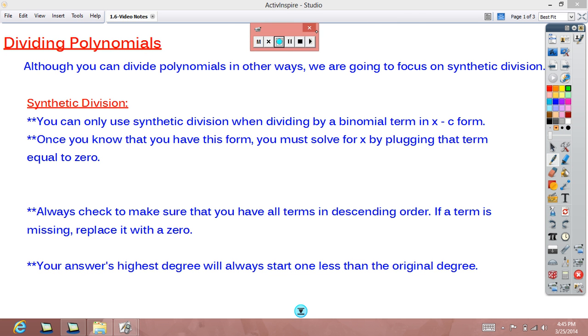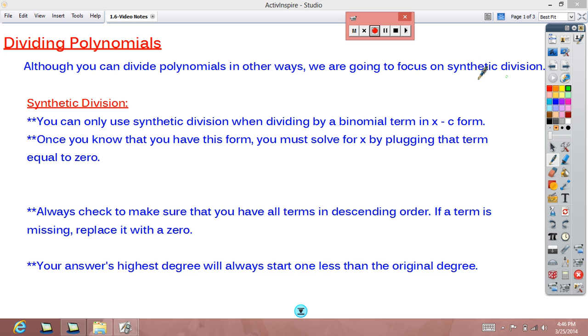Hey guys, today we're going to talk about dividing polynomials. And I say here that you can divide polynomials in other ways. There's ways that you definitely looked at in Algebra 2. We're not going to re-go through those things. Those are things that you can learn if you really need to use them in the future.